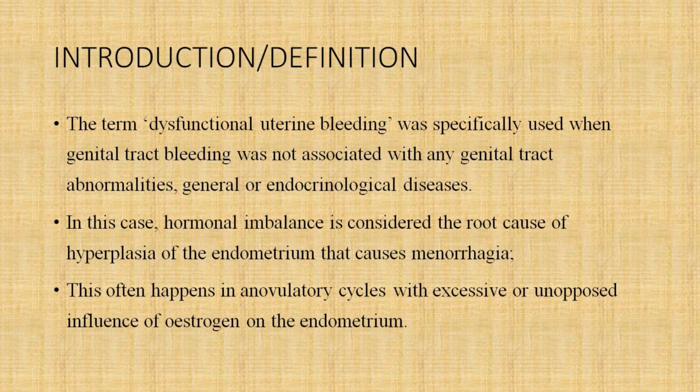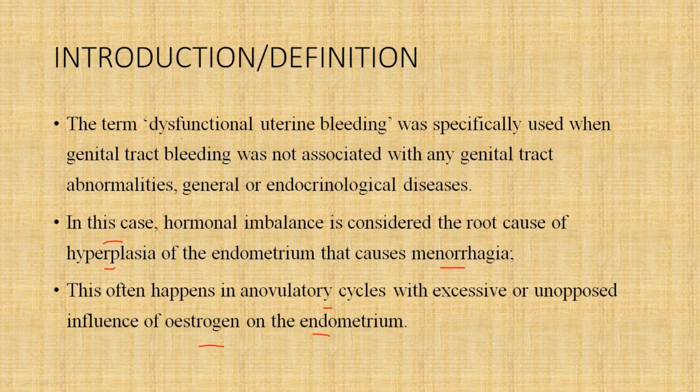So the term dysfunctional uterine bleeding was specifically used when genital tract bleeding was not associated with any genital tract abnormalities, general or endocrinological diseases. In this case, hormonal imbalance is considered the root cause of hyperplasia of the endometrium that causes menorrhagia. This often happens in anovulatory cycles with excessive or unopposed influence of estrogen on the endometrium.